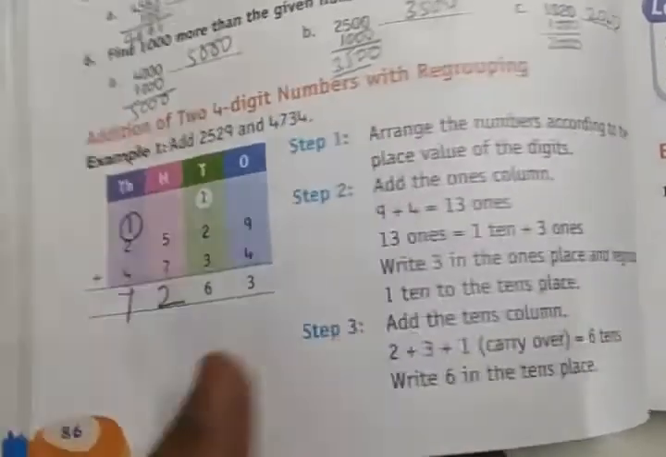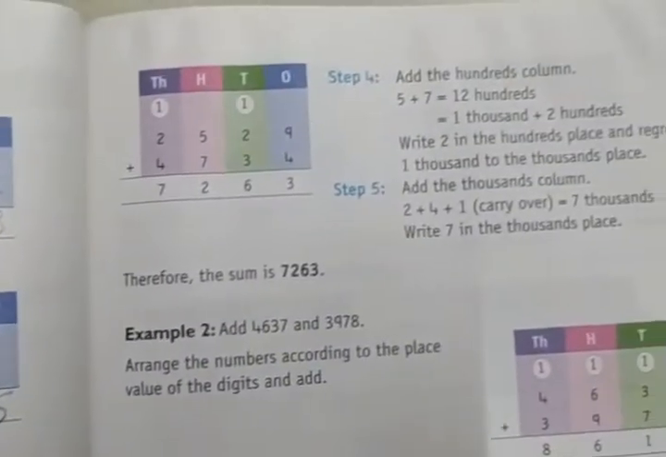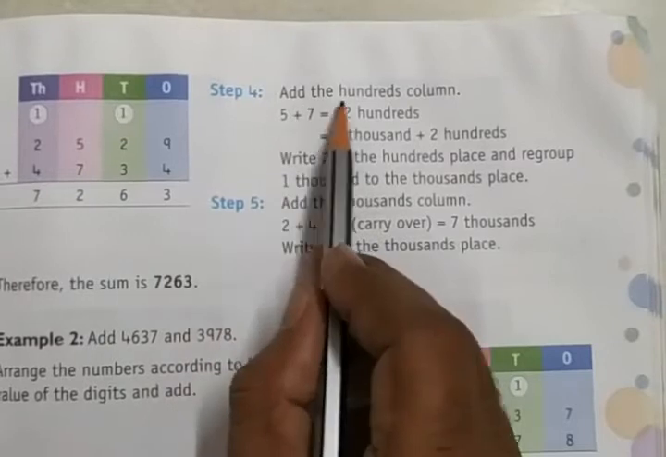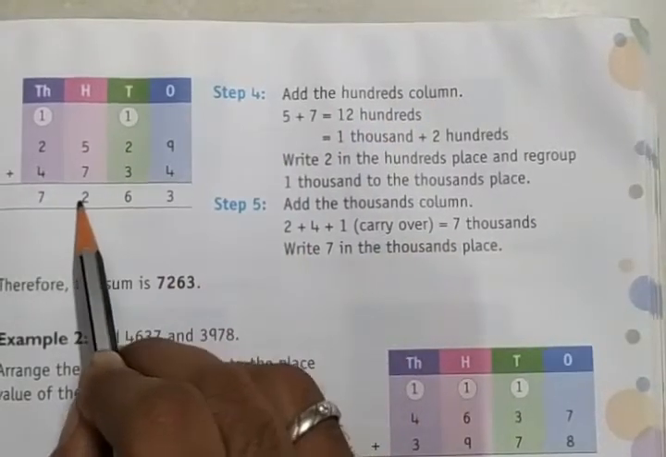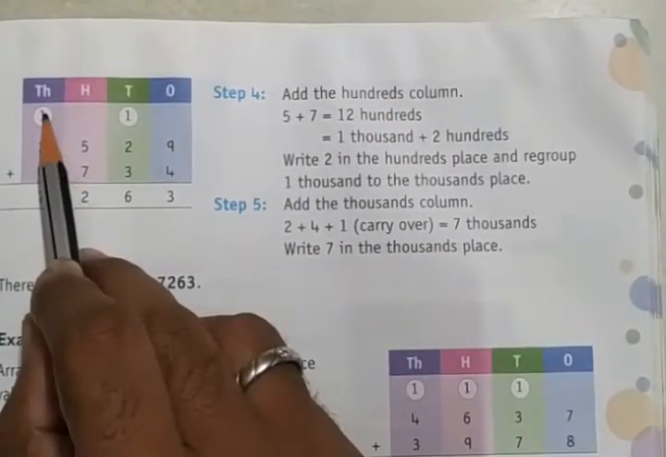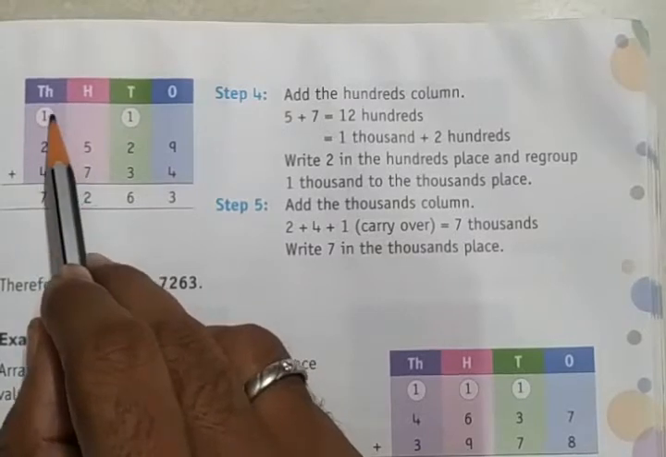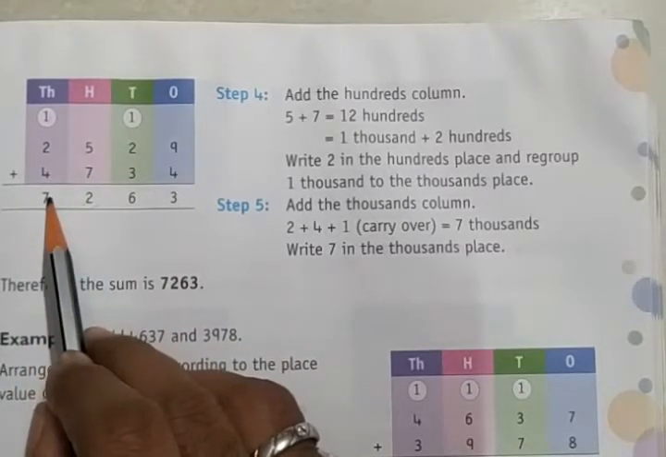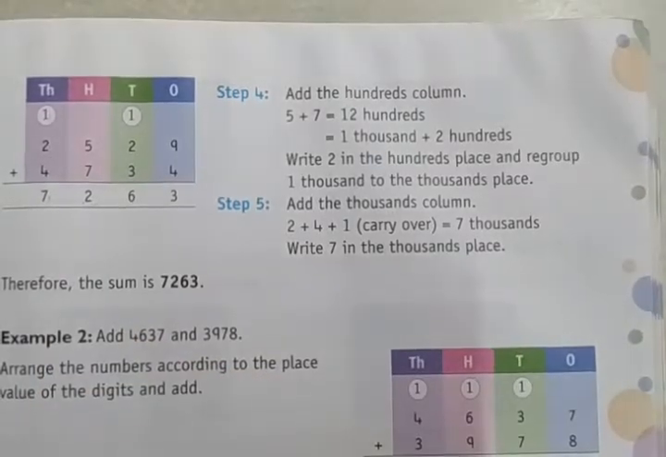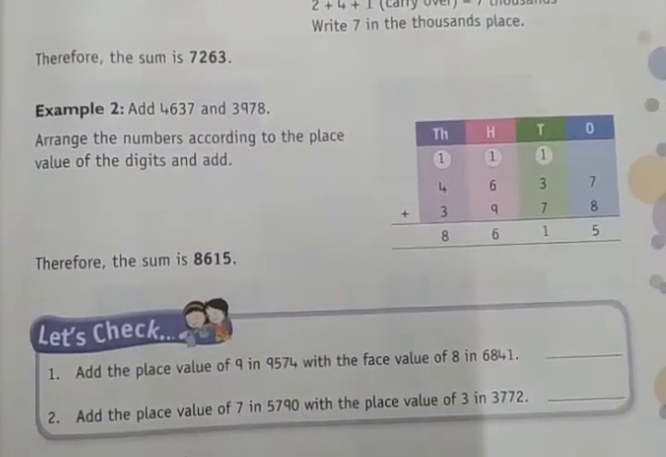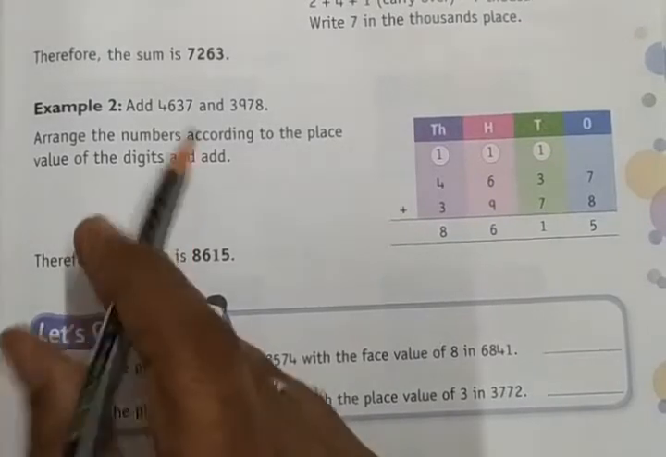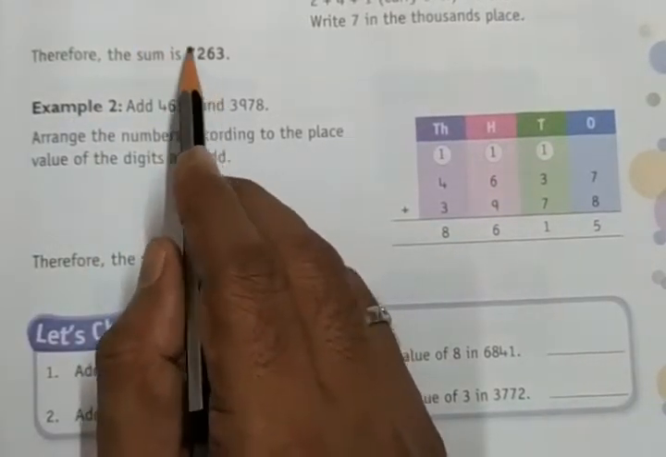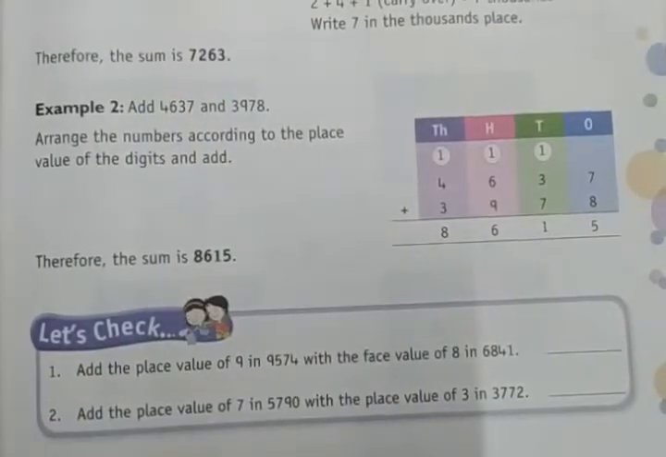So the next step is explained here. Step 4 is add the hundreds column. 5 plus 7 is 12. 12 means write down 2 here, carry 1 to the thousands place. 1 plus 2 is 3, 3 plus 4 is 7. Right, this is how we need to solve this. Therefore the addition of 2,529 plus 4,734 is equal to 7,263.